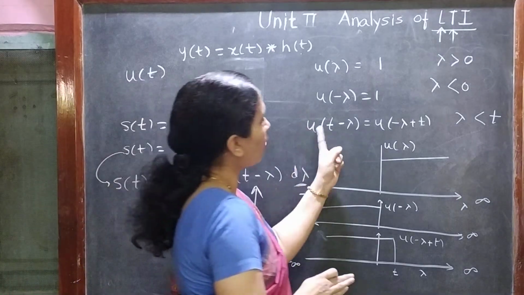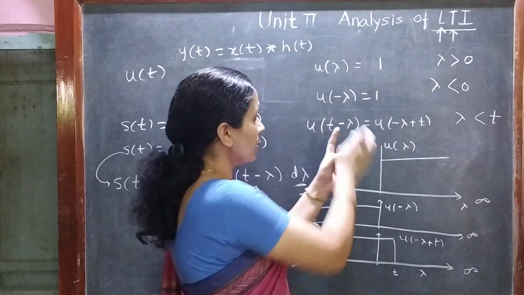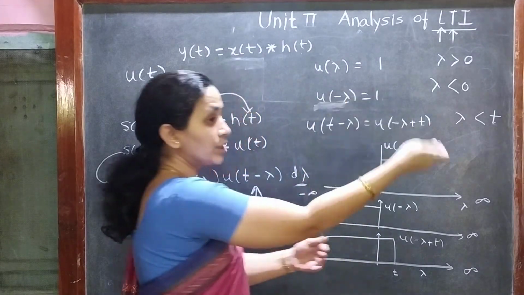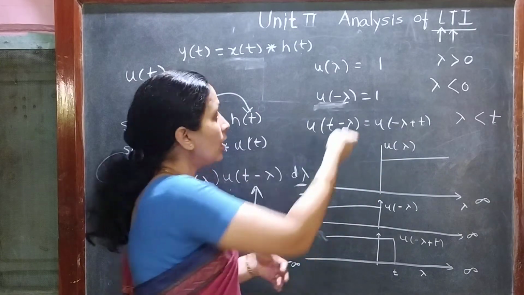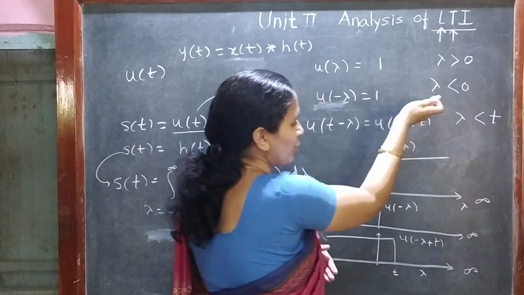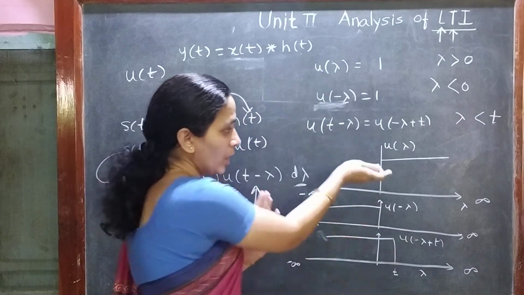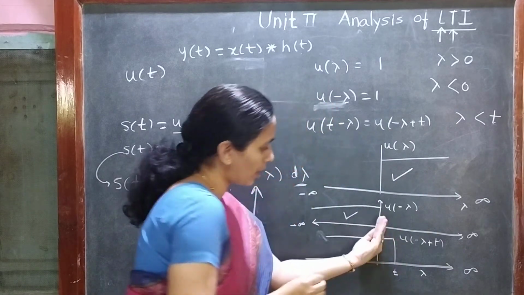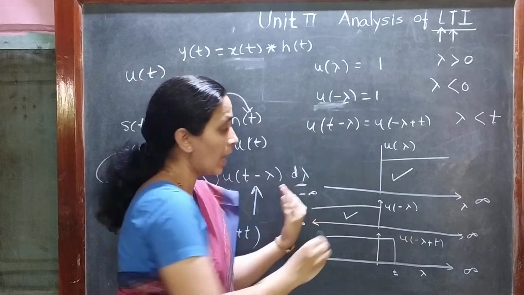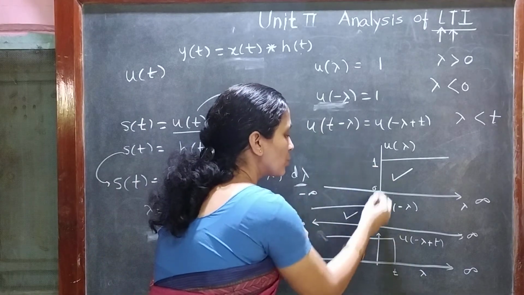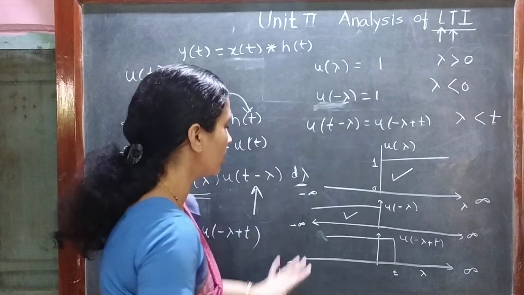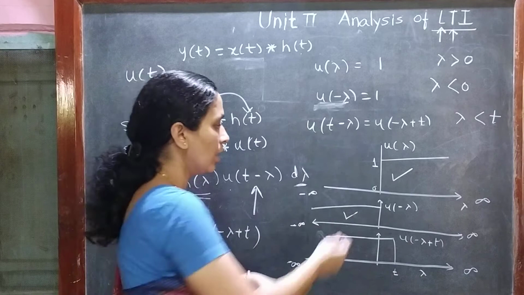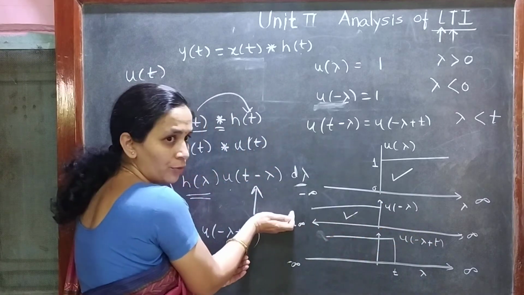So u of minus lambda, I am very sorry, it is a flipped version, a mirror image signal, which is 1 for all the values of lambda which are less than 0. Here it is u of lambda, and here it is u of minus lambda. It is just the flipped version of this. I have not drawn the diagrams to scale, let me be very clear, I have drawn it just for the sake of explanation. So if I flip it, it becomes u of minus lambda.